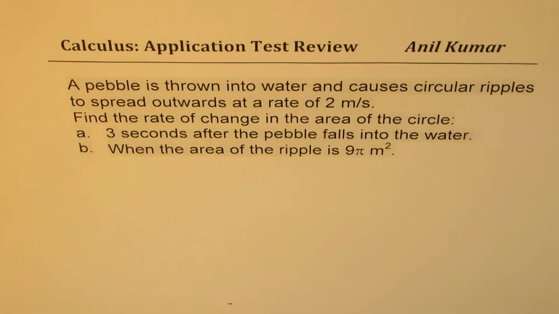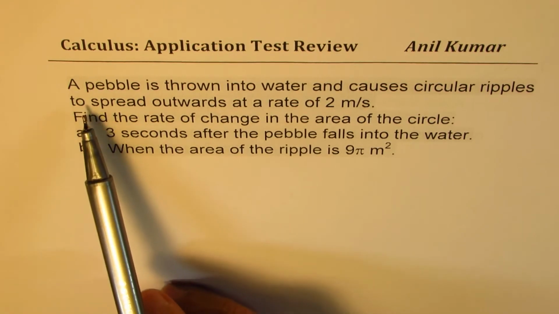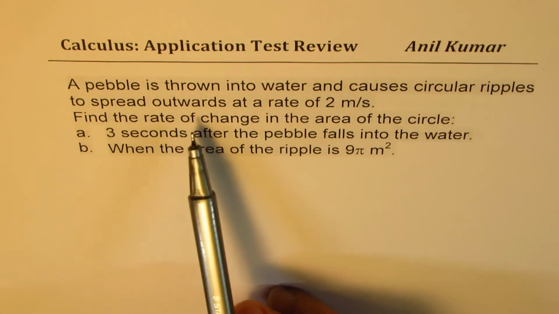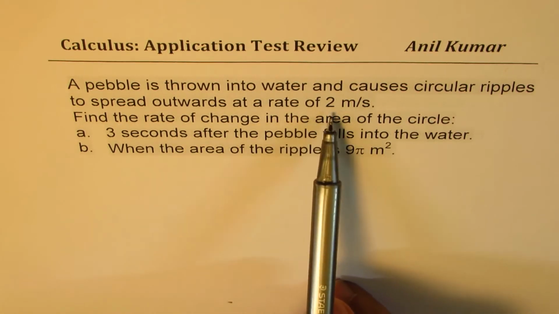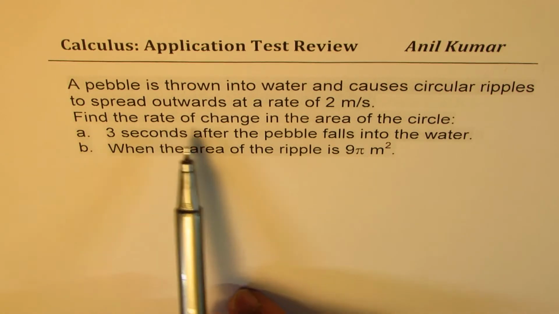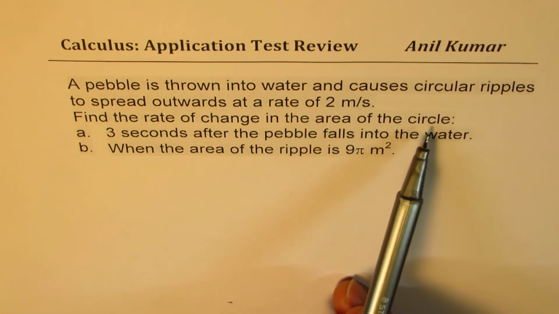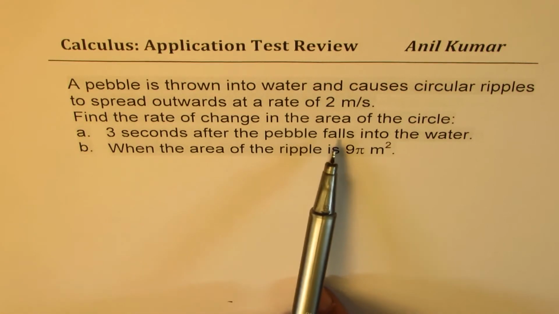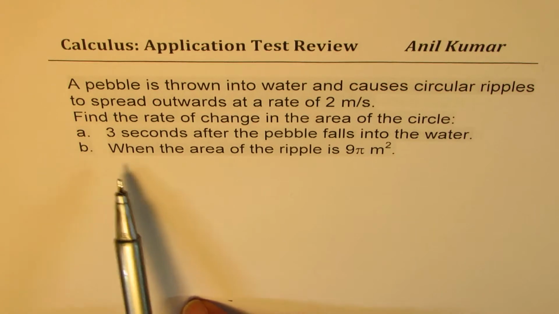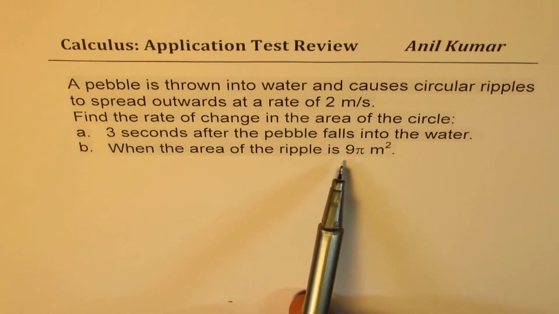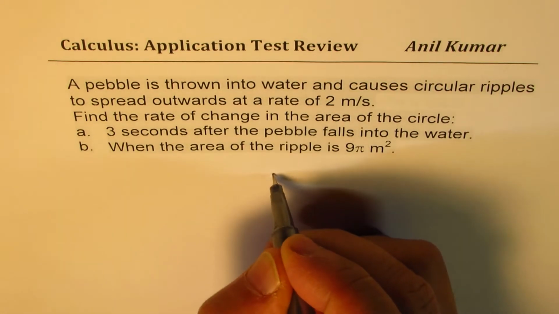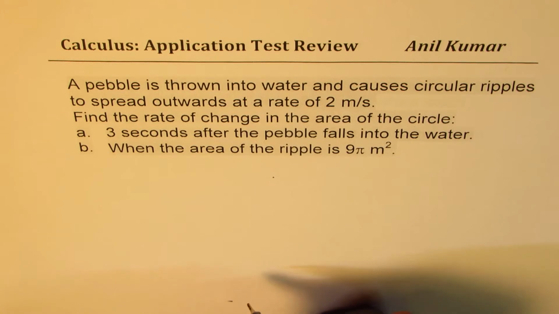Here is our first example on related rates of change. The question here is, a pebble is thrown into water and causes circular ripples to spread outwards at a rate of 2 meters per second. Find the rate of change in area of the circle. There are two parts to it. First, 3 seconds after the pebble falls into the water, and second, when the area of the ripple is 9 pi meters squared.